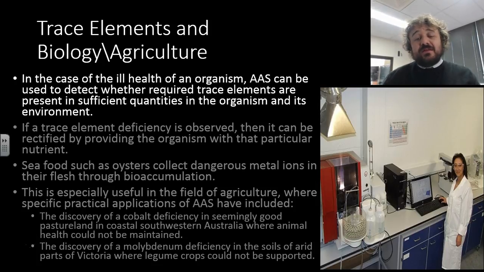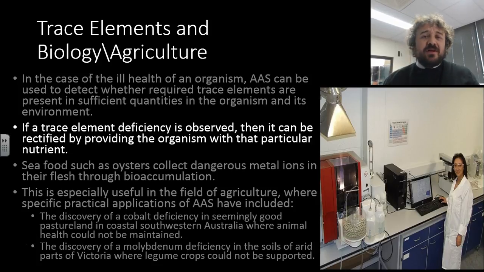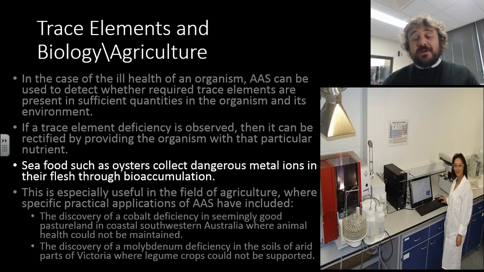But in the case of ill health of an organism, we can use AAS to detect what trace elements are there and how much are there. Remember, it's a quantitative method. So, when you go to get your blood checked, they're checked using AAS for iron and so forth. If we observe the trace element is deficient, well then we can fix it, we can add more. And this is particularly useful with stuff which we can add through nutrition or through intravenous. It's been a really important thing.